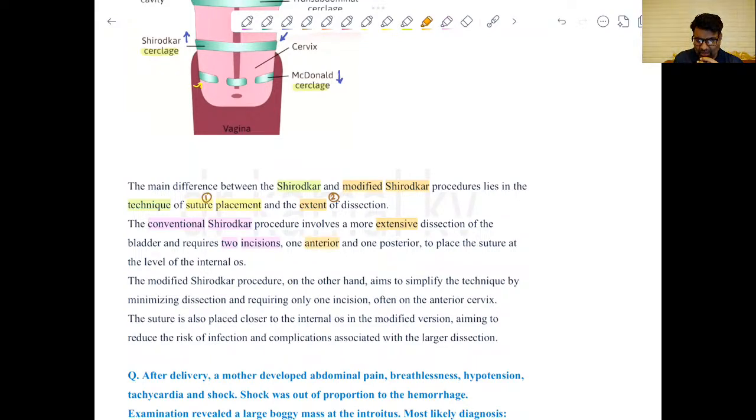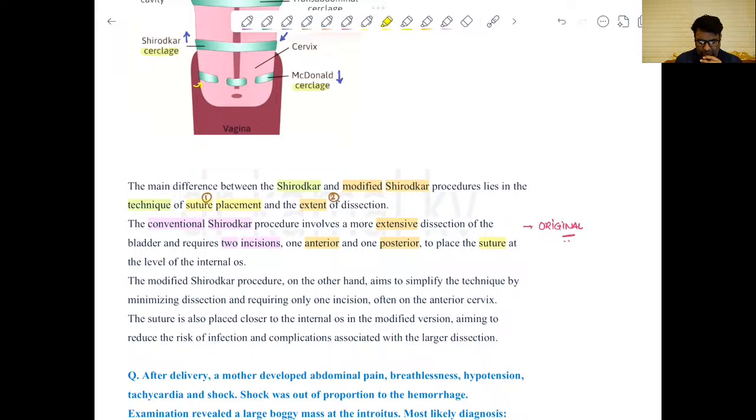So one anterior and one posterior, and this is to place the suture at the level of the internal os, right? I think you must know what the internal os and the external os are. Anyway, this is the conventional, or you can say the original, Shirodkar procedure.